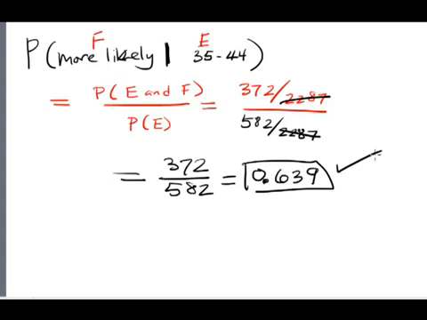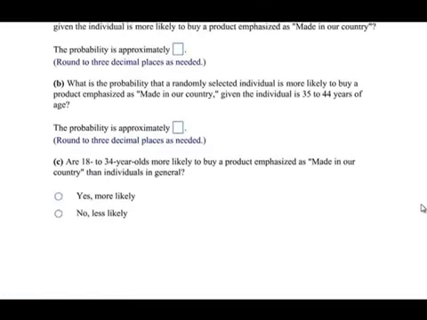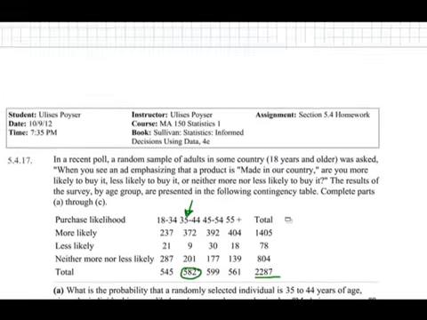That's using the general multiplication rule. I guess there is one more part to this question. Maybe I should hit that up too. And that part is this: are 18 to 34-year-olds more likely to buy a product that emphasizes it was made in our country? We're looking at 18 to 34-year-olds, and are they more likely? That's what they're asking here. Well, let's go look at the 18 to 34-year-olds.